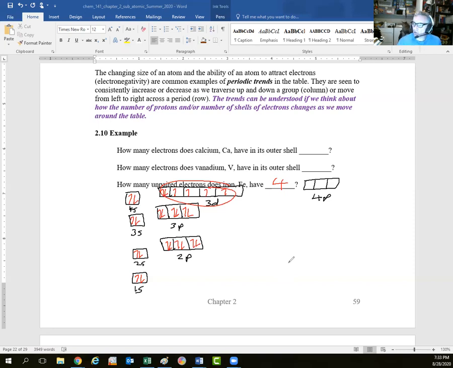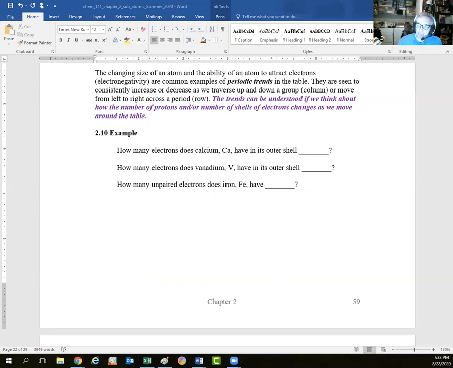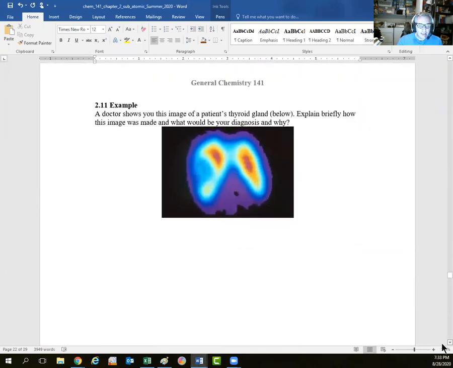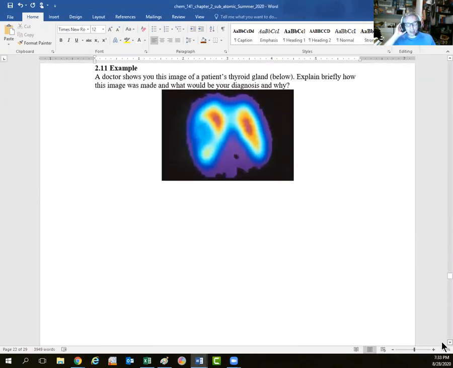Okay, one last question, I believe. So there's a scan of a patient's thyroid gland. How was that scan made? And what would be the diagnosis for the patient?